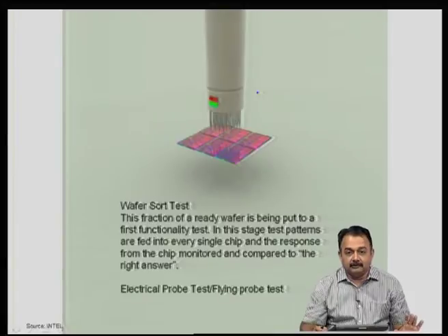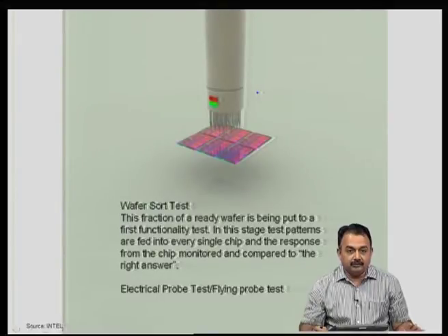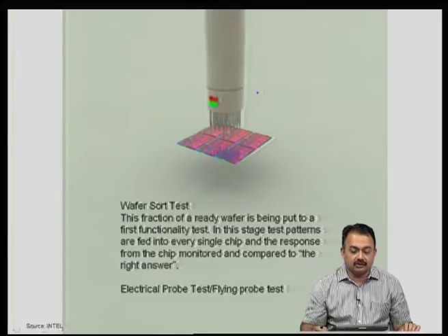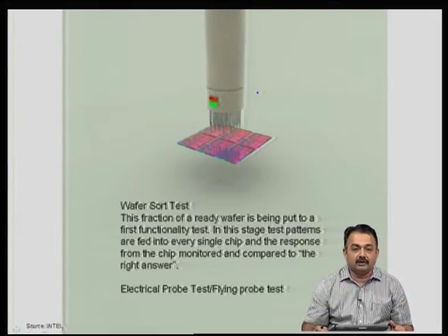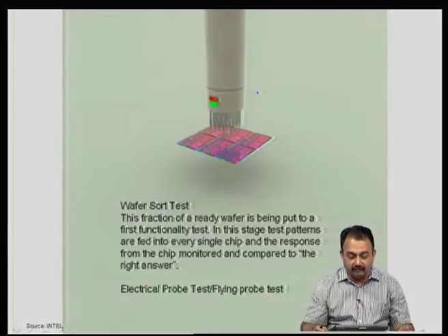Now, once the complete interconnections are done, we basically go for a wafer sort test. What is this basically? You have to look at every wafer and do an electrical test, a functionality test. In this stage, patterns are fed into every single chip and the response from the chip is monitored and compared to the required electrical function. So, you can do an electrical test to ensure that your buildup is correct, and every single die can be looked into in this particular test. Basically, you can do an electrical probe test or a flying probe test.